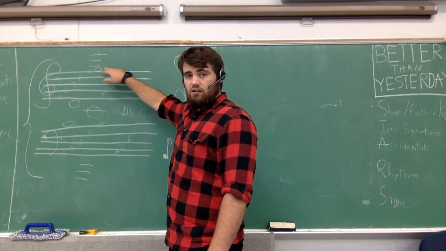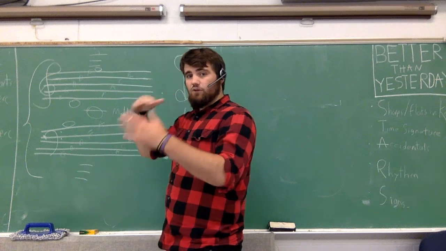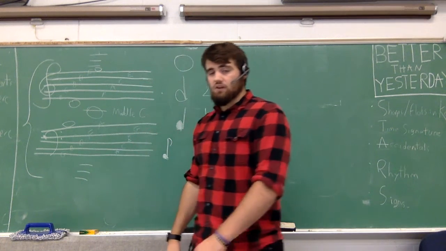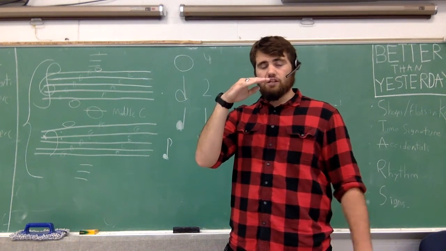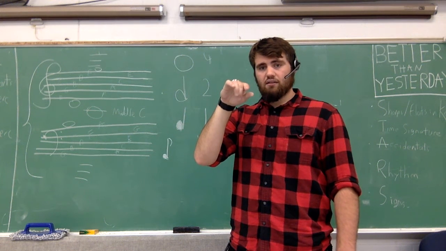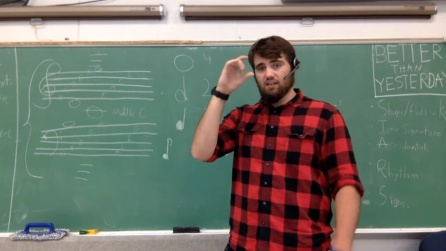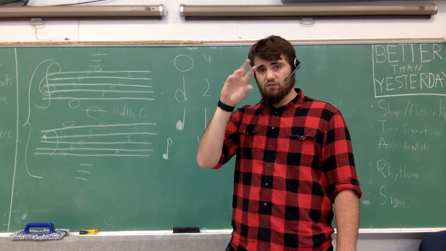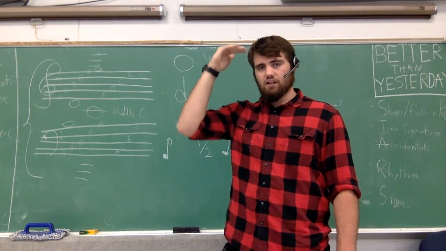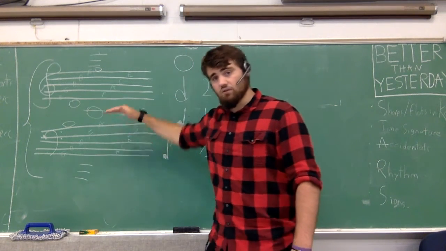After G comes A, and it still follows that line and space pattern. So, A is on the first ledger line, and it's in the line. B is above that ledger line, and it's on its own. It's in a space. You add another ledger line, and you go up. Okay? Same thing goes down.